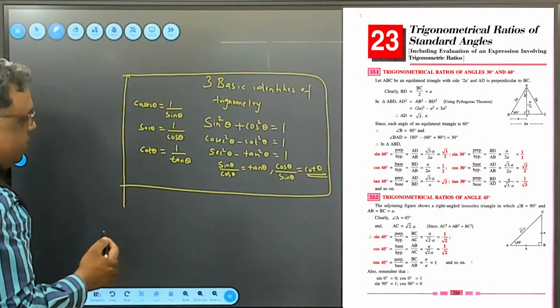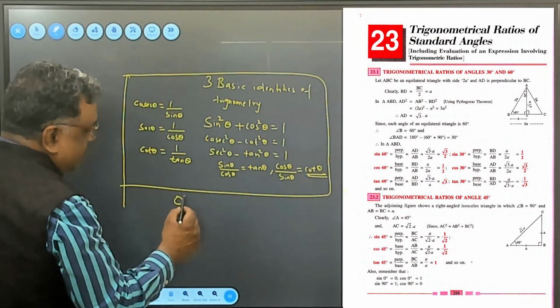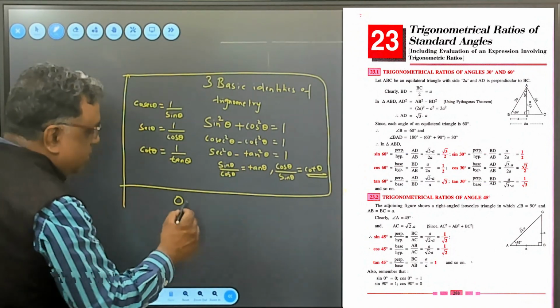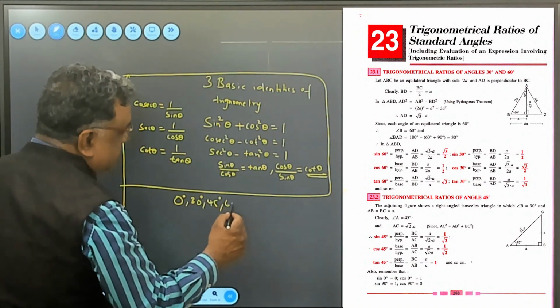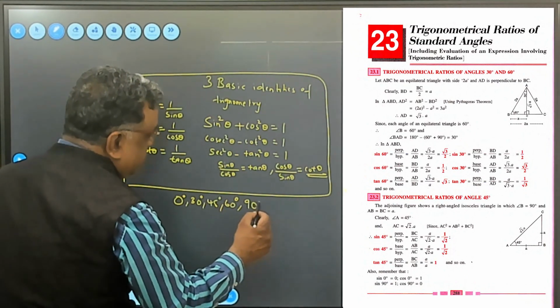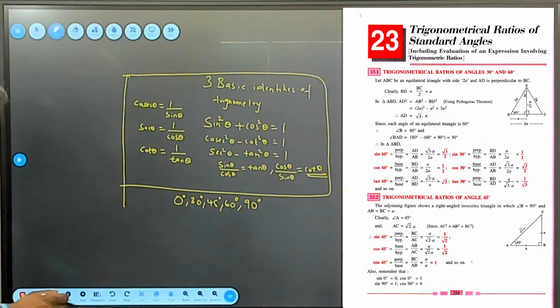And in second part, I will try to make you understand about the values of sine, cos, tan, cosec, sec and cot of 0 degrees, 30 degrees, 45 degrees, 60 degrees and 90 degrees. Okay.